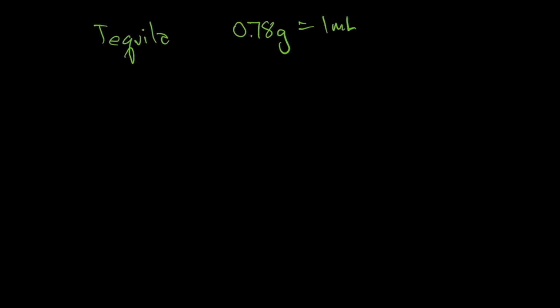What mass of tequila will fill 2 fluid ounces? So you got 2 fluid ounces with one shot, and the conversion factor is 29.6 mL equals 1 fluid ounce. Okay, so here's what we want to do.